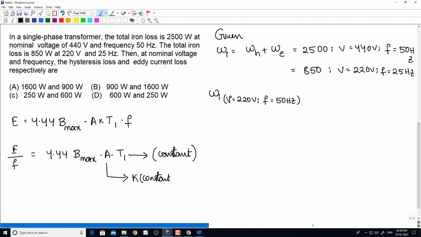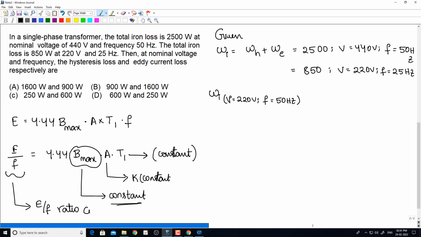So, if these two are constant, we know that for a particular material, Bmax is also constant. Bmax is also constant means in a transformer the E by F ratio is constant. So using this information, let us solve the problem.